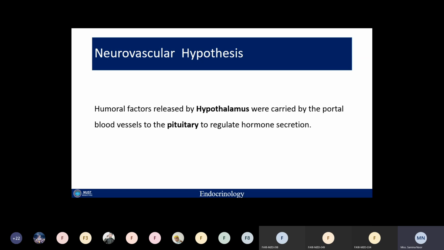An English endocrinologist named Geoffrey Harris proposed a hypothesis which is known as the neurovascular hypothesis. According to this hypothesis, certain kinds of humoral or blood-borne factors are released by the hypothalamus, and such factors are then carried through the portal blood vessels to the pituitary gland to regulate its hormone secretions.